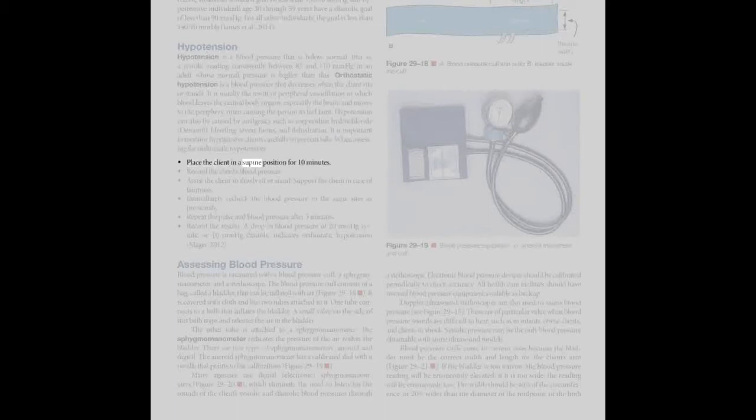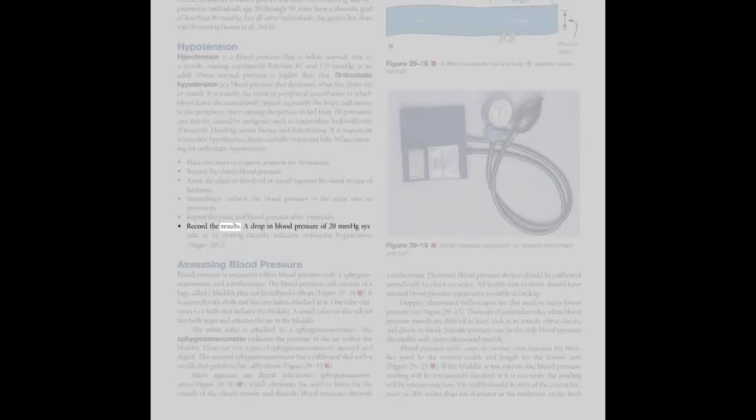Place the client in a supine position for 10 minutes. Record the client's blood pressure. Assist the client to slowly sit or stand. Support the client in case of faintness. Immediately recheck the blood pressure in the same sites as previously. Repeat the pulse and blood pressure after 3 minutes.